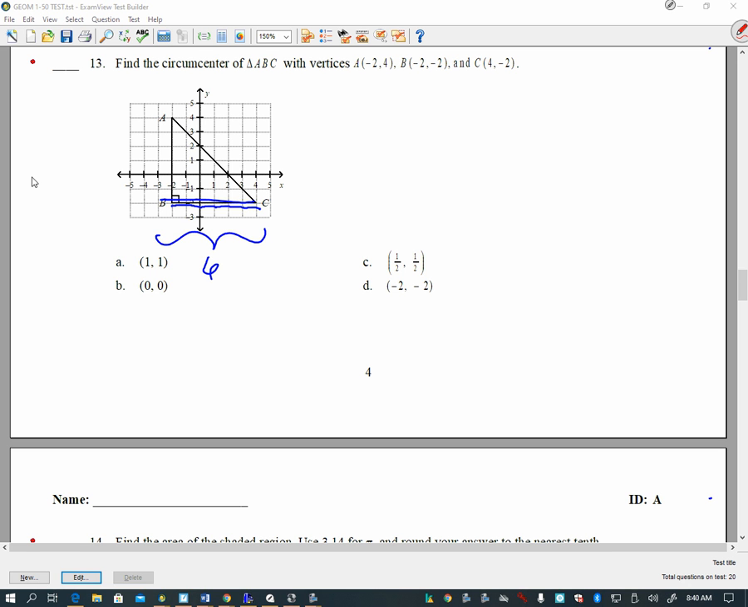Okay, so I should be able to plot from here, 1, 2, 3. All right, what kind of line is BC? Horizontal, vertical, does it have a slope? No slope. So what is a perpendicular line to it going to look like? Is it going to be horizontal, vertical? Is it going to have a slope? What's that? Vertical. So I should be able to draw a line that goes straight up.